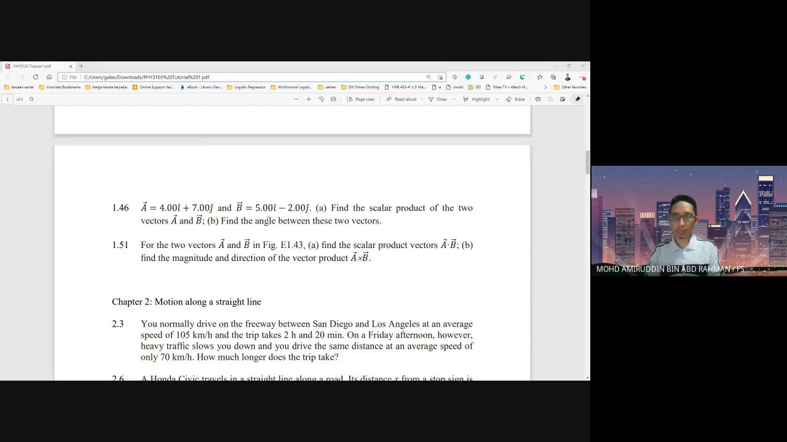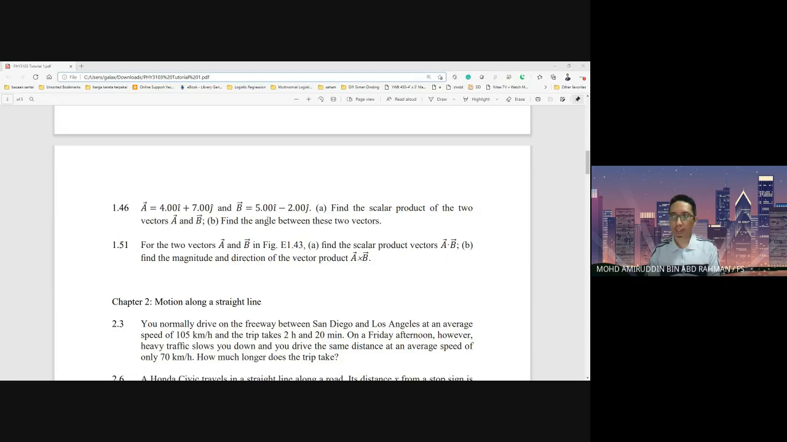So when the dot product, 4 times 5, the answer is 20, plus 7 times minus 2, which is minus 14. So 20 minus 14 will be 6. So that's the answer for A. The answer for A is 6.